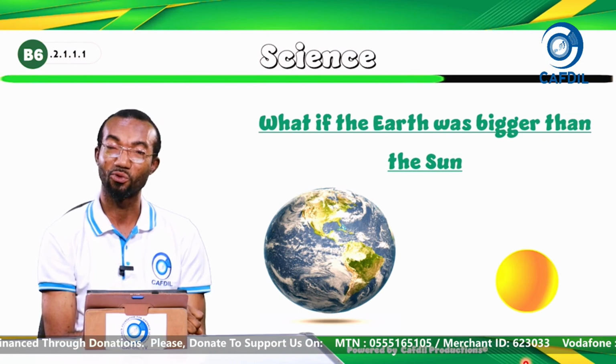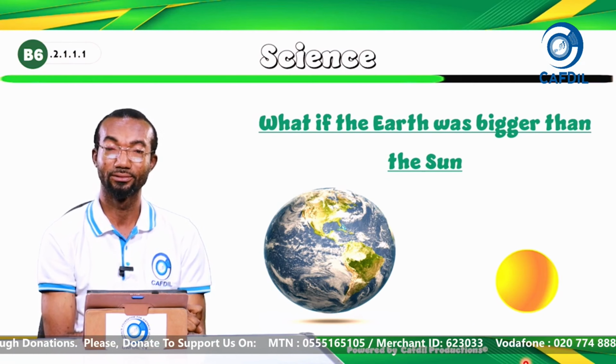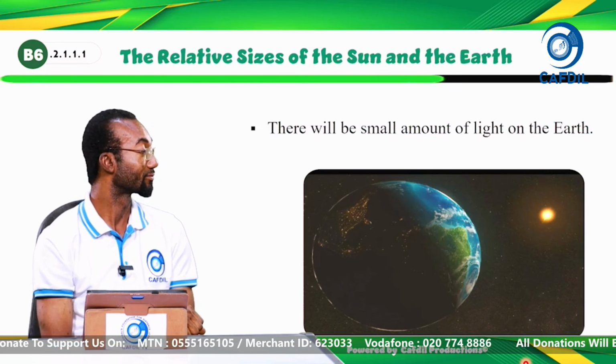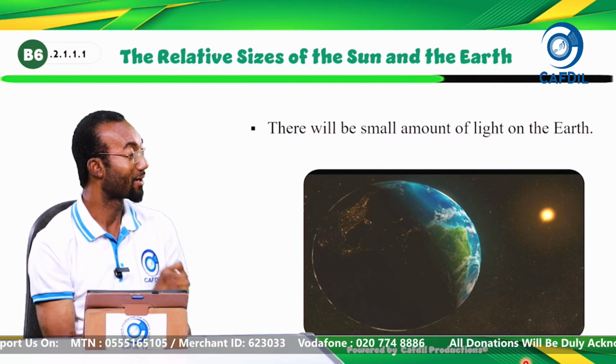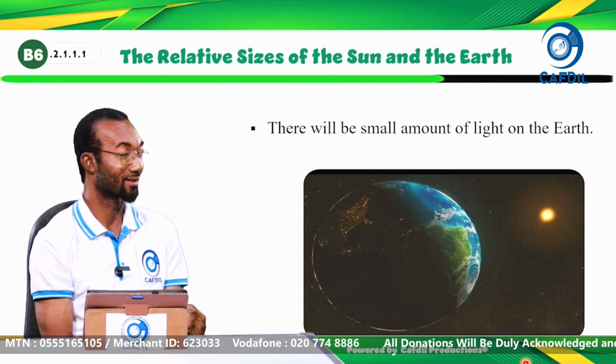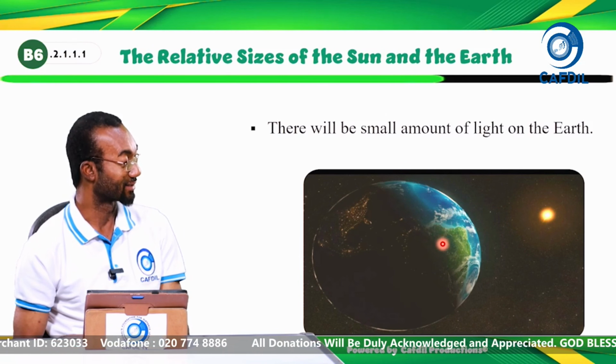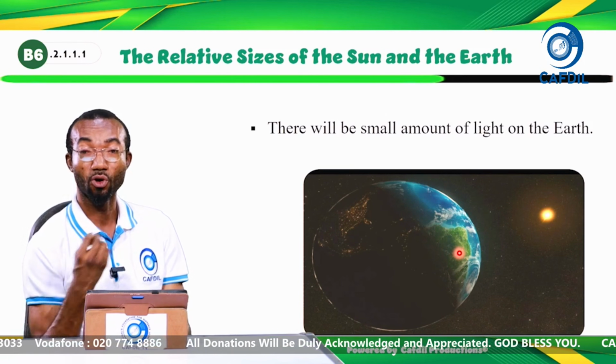If the earth was bigger than the sun, what will happen? Good. There will be a small amount of light on earth. So look at the sun here, and look at how big the earth is. There will be a small amount of light.